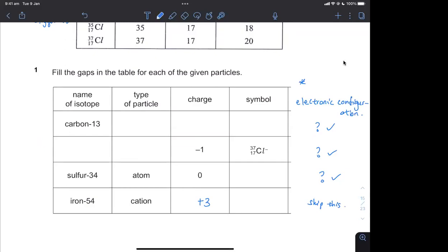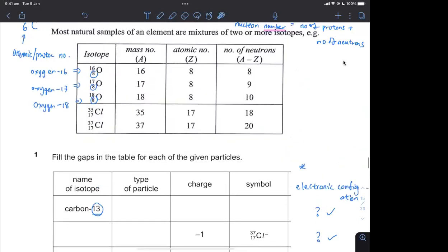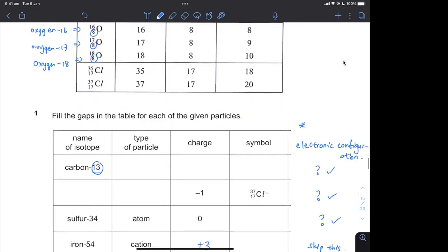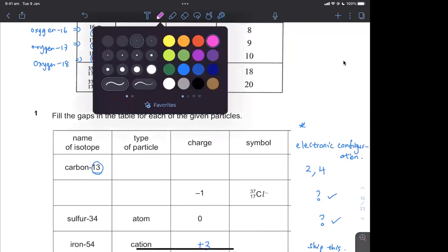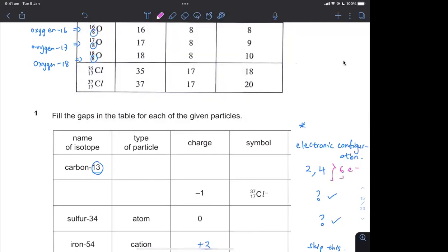This is called carbon-13. The 13 there refers to the mass number or the nucleon number. So this is oxygen 16. Carbon-13 would mean that actually I should probably give you something. What was I going to give you? 2, 4. If this is 2, 4, that means altogether you have 6 electrons total.